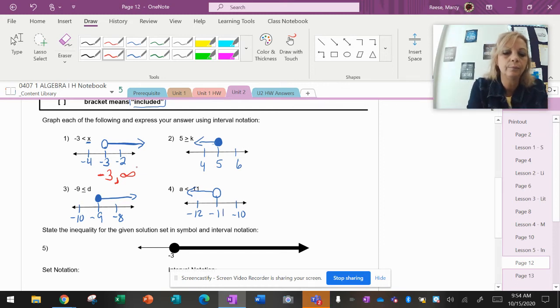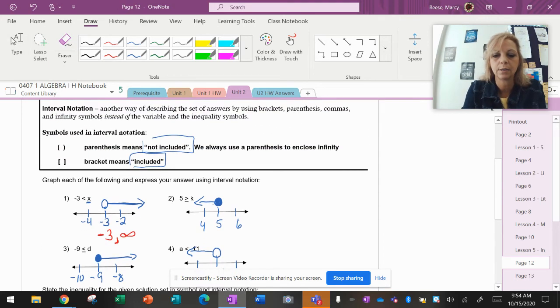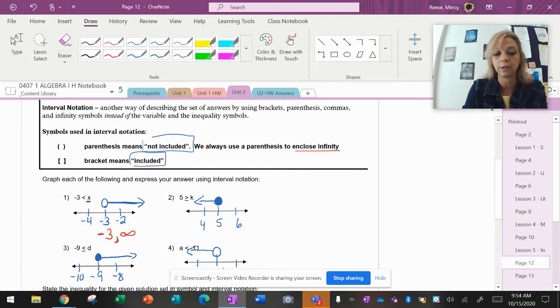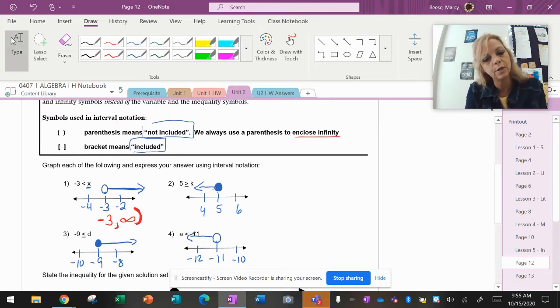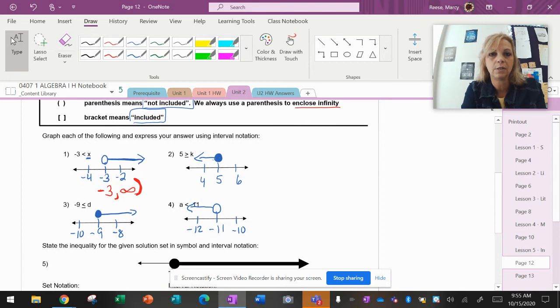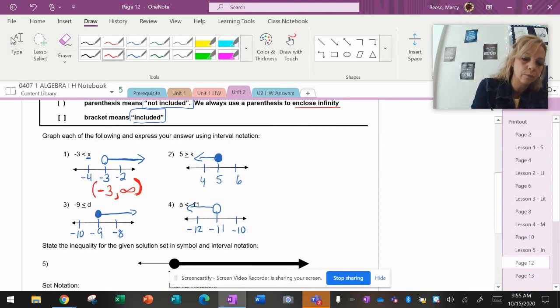All right, now parentheses versus brackets, okay? Now, parentheses means it does not include. Remember, we read up here that we always use parentheses to enclose infinities. So around an infinity, whether it be negative or positive, I always put a parenthesis. If it includes a number, then we would use a bracket. But -3 is not included, so we're going to do a parenthesis there. And that is your interval notation.